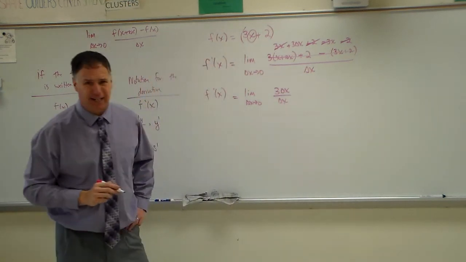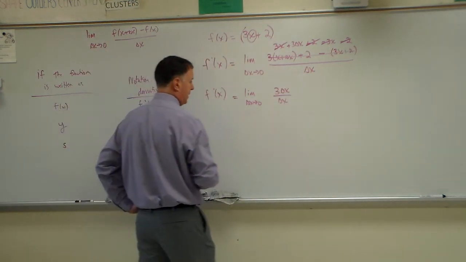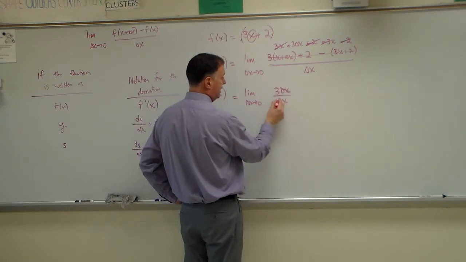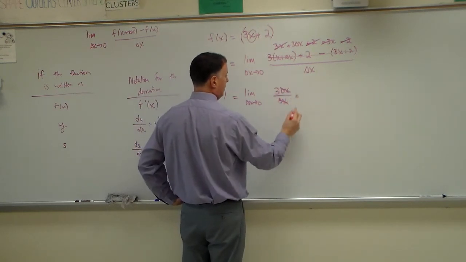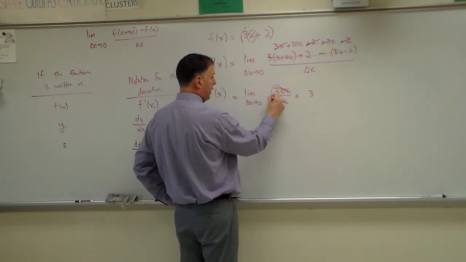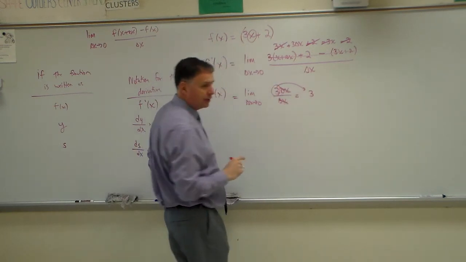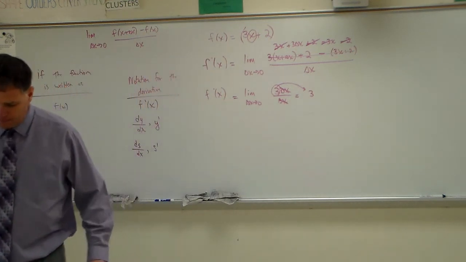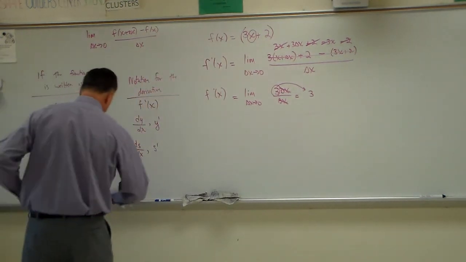Now I still can't plug it in, so it would still give me a 0 for my denominator. However, these cancel. So my answer to this is just going to be 3. You're going to say, well, where do I plug in the 0? There's no variable. It's a constant term. Your answer is 3. Okay? And easy.